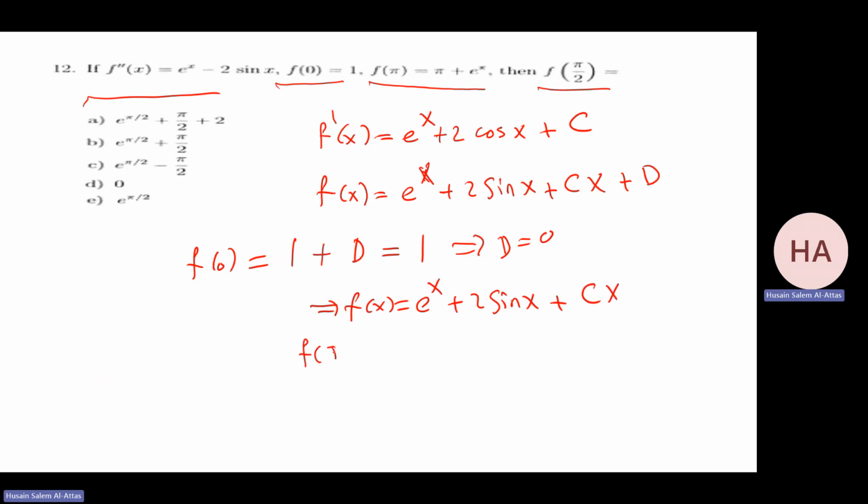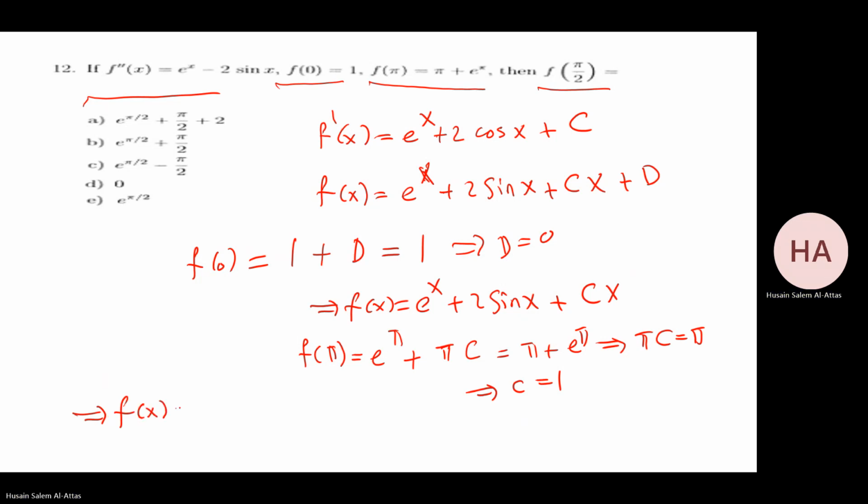Also I have f of pi. That will be e to the power pi plus 0 plus pi c. That should be equal to pi plus e to the power pi. So I have pi c equals pi. So c equals 1. So my f of x will be what? e to the x plus 2 sine x plus x.